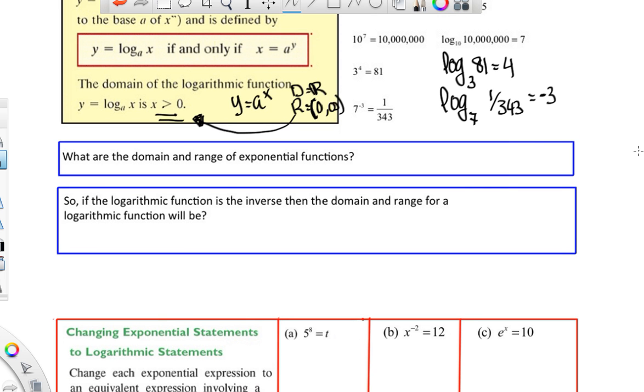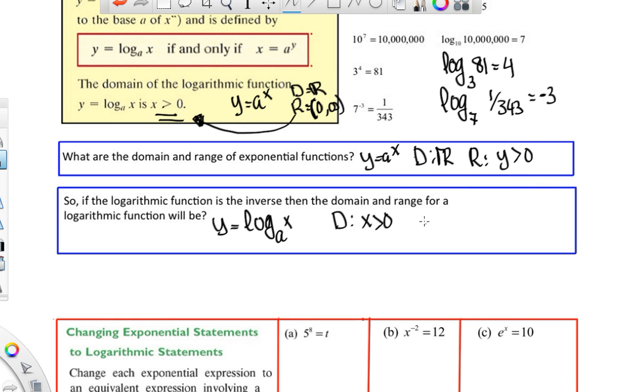I guess I sort of answered that already up here. So what are the domain and the range of the exponential functions? An exponential function, again, y equals a to the x, the domain was all real numbers, and the range was y needed to be larger than 0. So if they're inverse, then y equals log a of x, the domain will have to be that x is larger than 0, because they're inverse, and then the range is all real numbers.